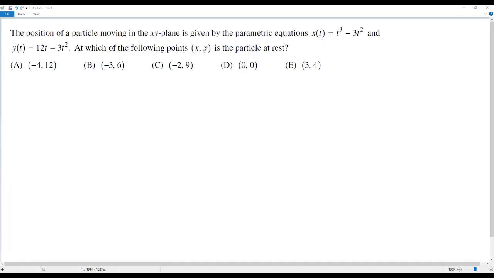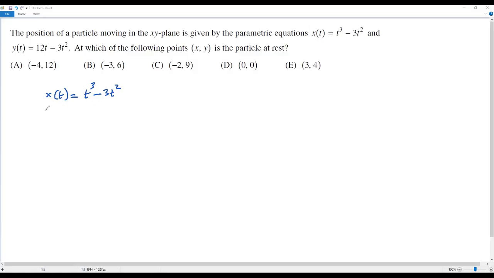Our aim is to get the point (x, y) at which the particle is at rest. Let's find the velocities in the direction of the x-axis and the direction of the y-axis. To get the velocity in the direction of the x-axis, let's consider the parametric equation defined by x of t. Let me take it: x of t equals t to the third power minus 3t squared.